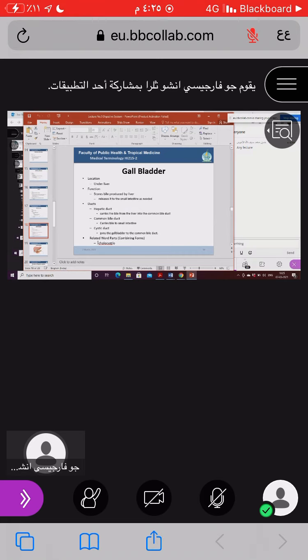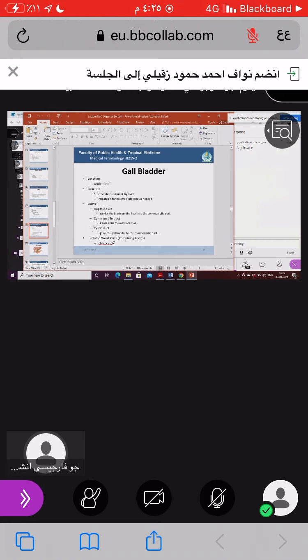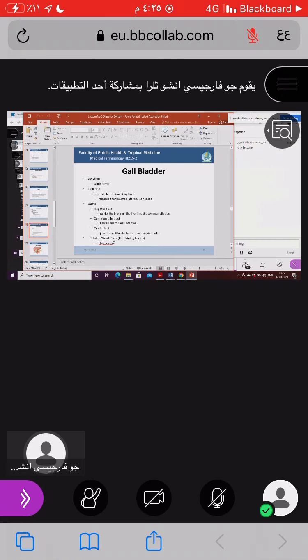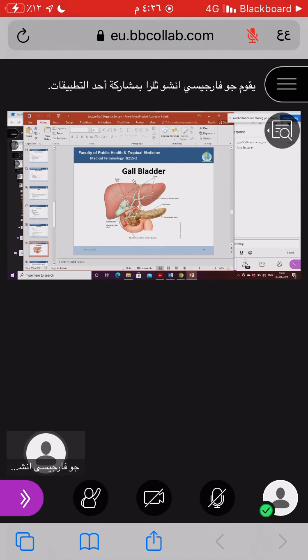Cholecyst is the gallbladder, the next item. Remember that there are three different ducts: hepatic duct, common bile duct, and cystic duct. And then look at the picture next and try to understand what we are talking about, where the different glands are, where the liver is, and where the gallbladder is. All this information you can see by looking at the picture.